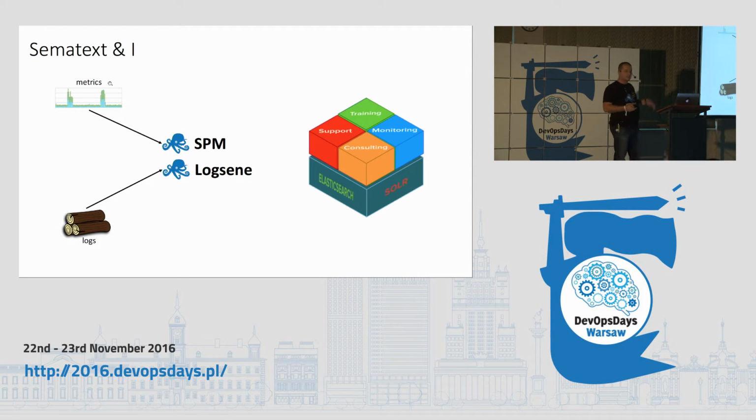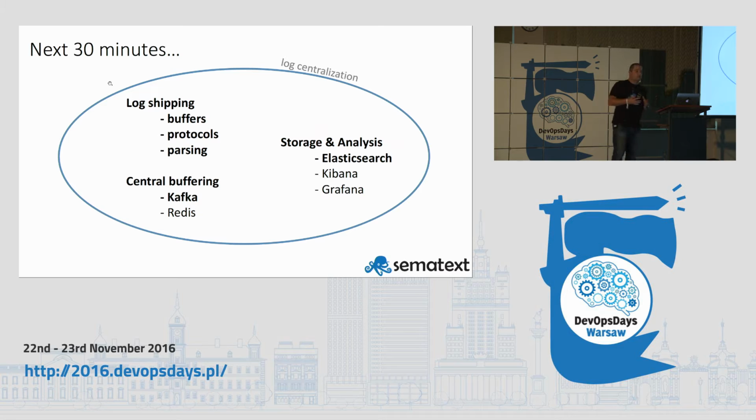But let's get on with that. So what I'll be talking about in the next 30 minutes is log centralization, building a pipeline that's resilient, that allows you not to lose any data, and basically works even if you have spikes in the data.